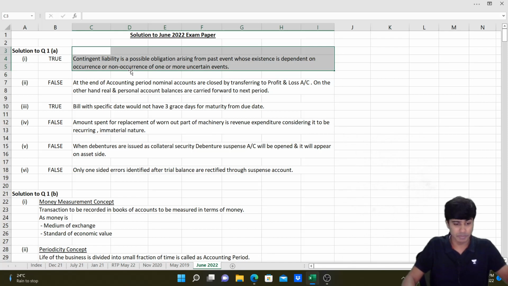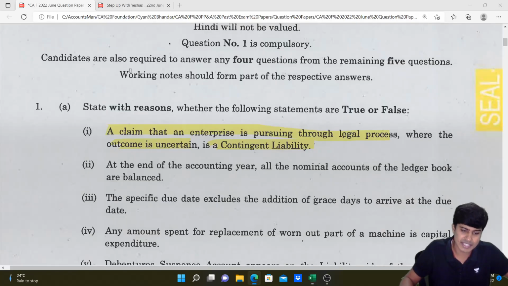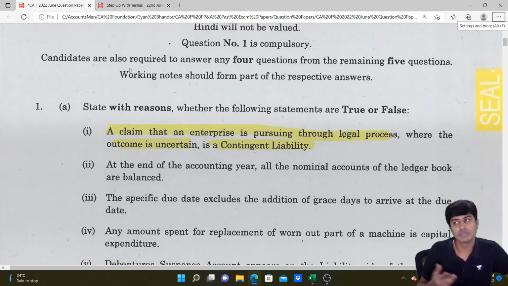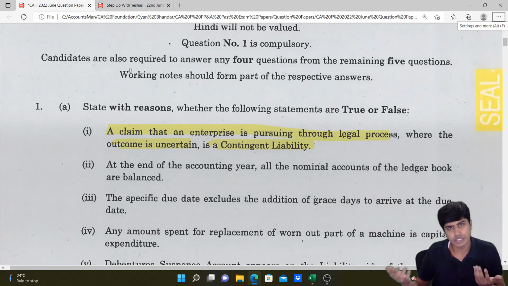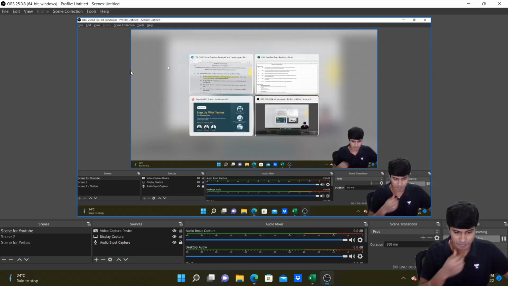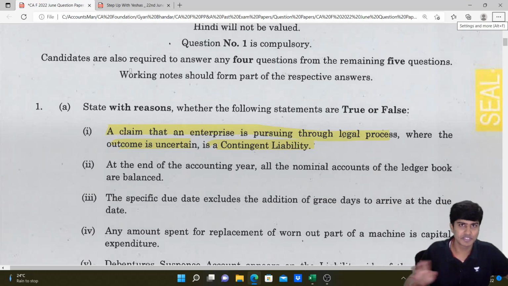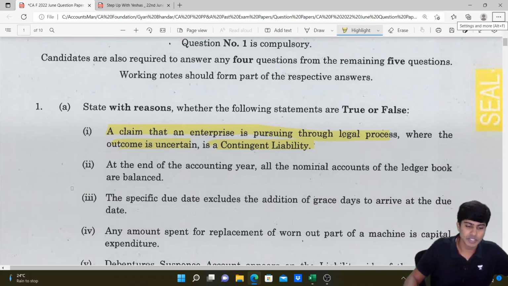Contingent liability is a possible obligation arising from past events whose existence is dependent on occurrence or non-occurrence of one or more future events. In this case it is a court case pursuing legal process, so it will take time and it will turn into an obligation in the future, not right now. And it becoming an obligation is dependent upon the happening or non-happening of one or more future events. So this, my friends, is a contingent liability. Accounting Standard 29. I hope you're all aware. I just checked if everything's going fine. So that's the answer for the first one.